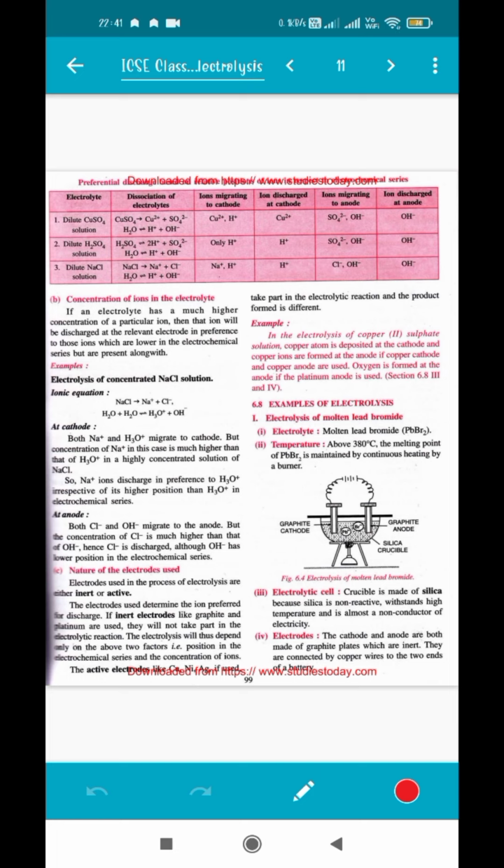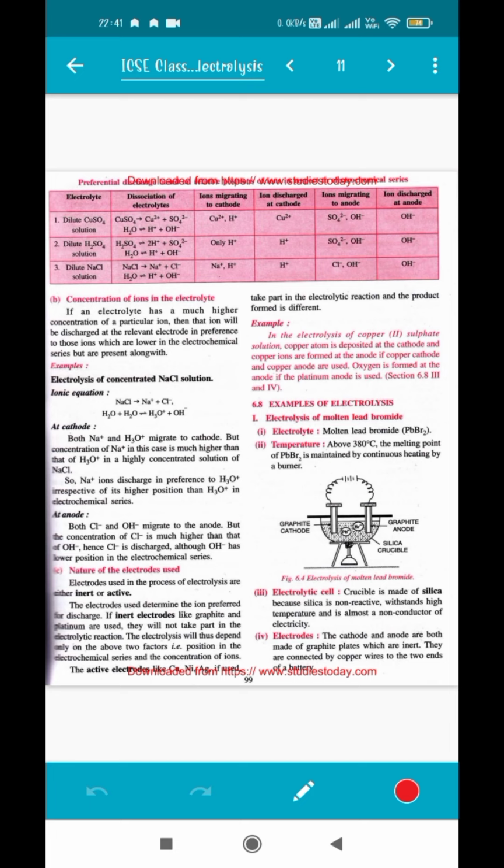If an electrolyte has a much higher concentration of a particular ion, then that ion will be discharged at the relevant electrode in preference to those ions which are lower in the electrochemical series but are present along with it. So more the quantity of the ions in the solution, more easily it will get discharged. Obviously, since they are present more in number, they will have an upper hand in this case.